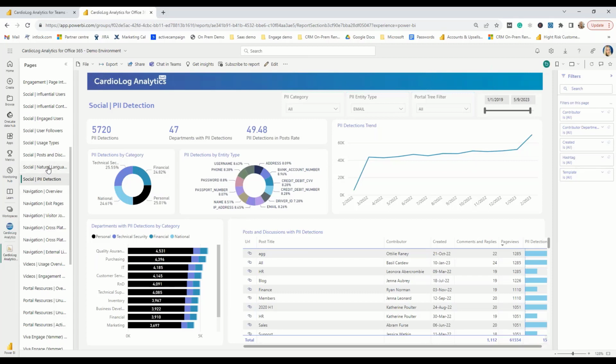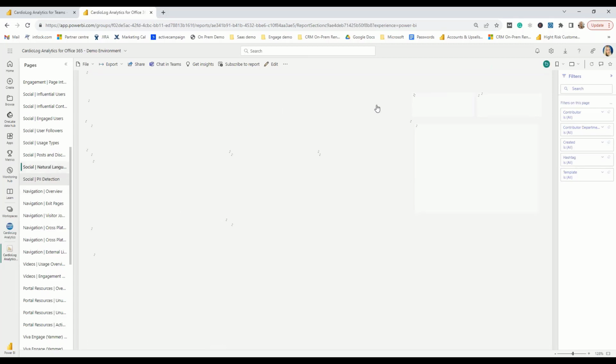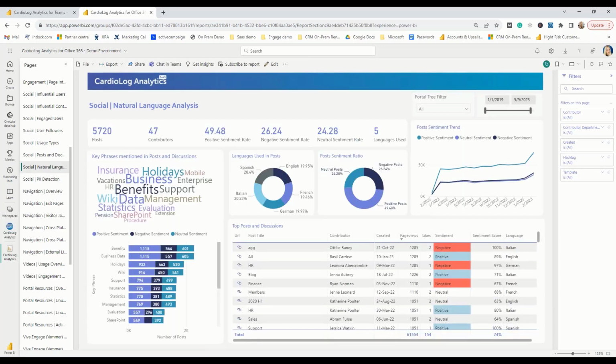If I hop into the next dashboard, understanding the sentiment breakdown in this particular report of posts is crucial for a company to gauge user feedback and identify areas of improvement. So this particular report, which differentiates between positive, negative, and neutral sentiments, provides a snapshot of user perception, enabling an organization to proactively respond to user sentiments and refine their strategies accordingly.